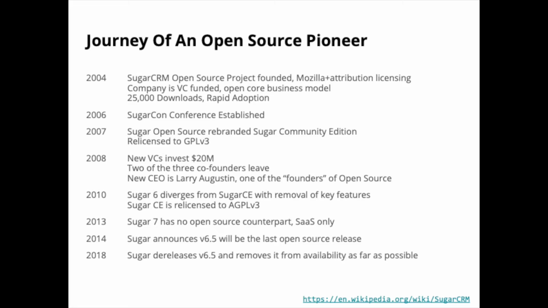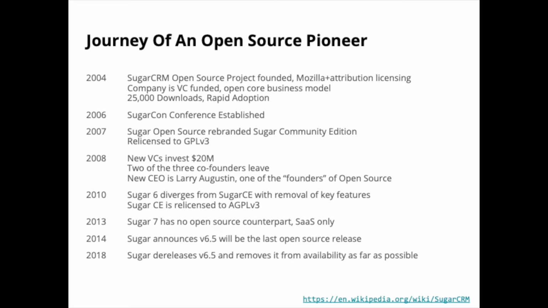In 2007, the first warning signs that this was actually a rights ratchet and not a genuine open source community began to emerge. The open source version was rebranded Sugar Community Edition, and it was relicensed under the GPL v3 open source license. Quite a different proposition to the Mozilla license, which is a very relaxed file-based copyleft. The GPL is, of course, well known to be a much stronger copyleft package.